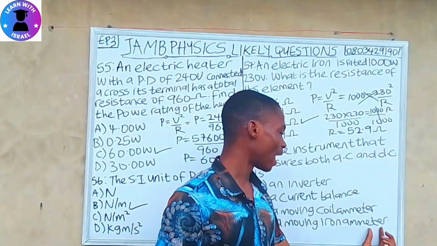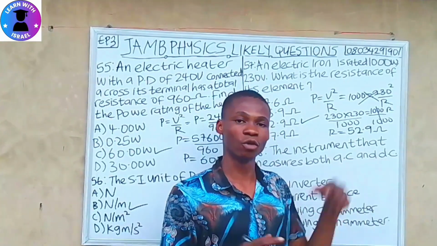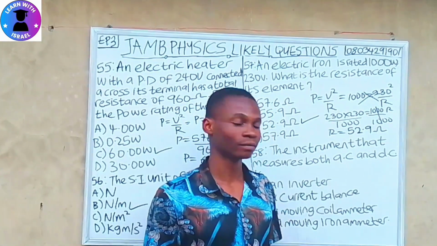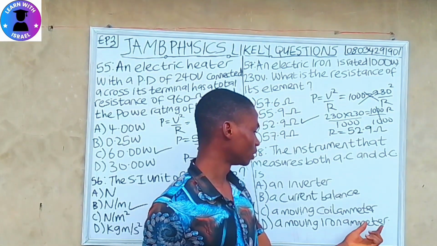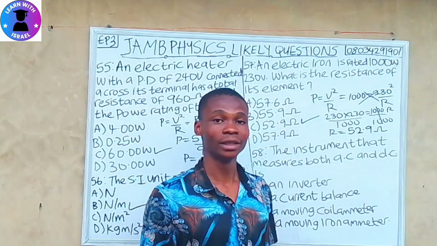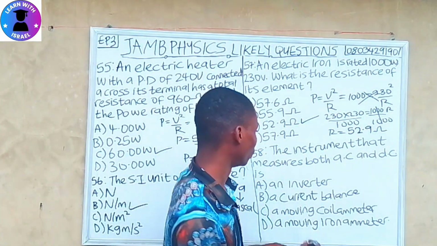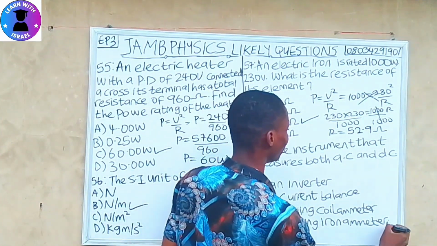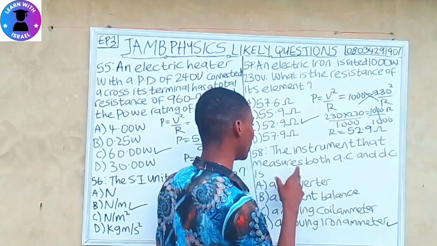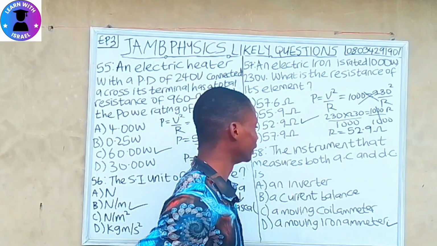So what is an ammeter? An ammeter measures the current flowing through a circuit. That's the function of an ammeter. So a moving iron ammeter is an instrument that measures both AC and DC.